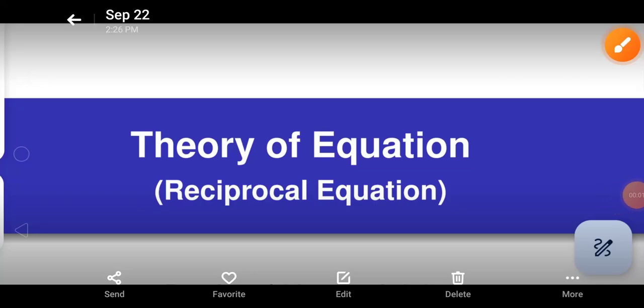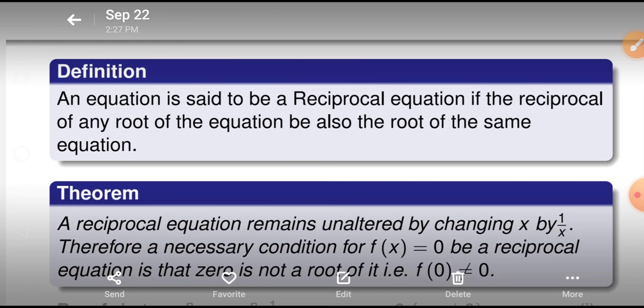Hi viewers, in this video we learn about reciprocal equations. Definition: an equation is said to be a reciprocal equation if the reciprocal of any root of the equation is also a root of the same equation.